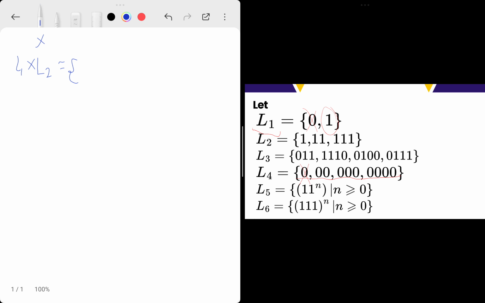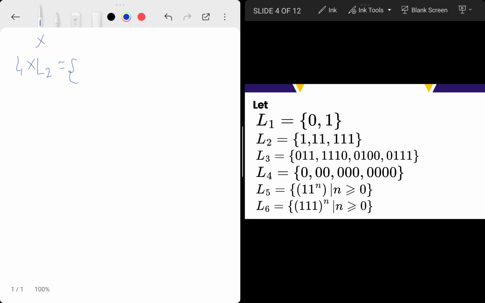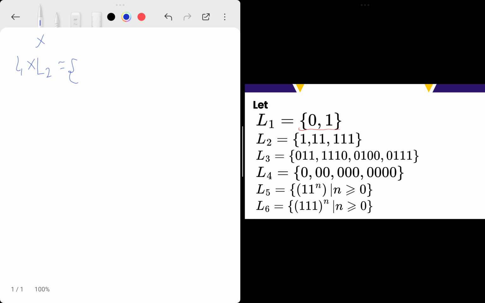So, itong i-reset ning atong ink. So, magsugod ta diri sa L sub 1. So, si 0 atong parisan og elements ni L sub 2. So, ana siya, 0, start ta ni 1, 1. Then, 0, 1, 1. Then, 0, 1, 1, 1.